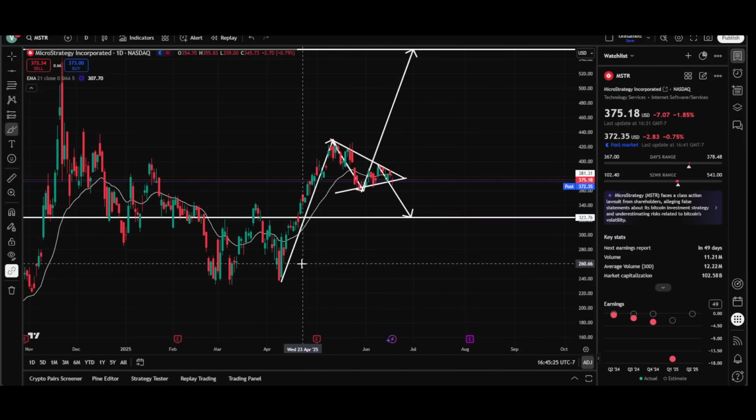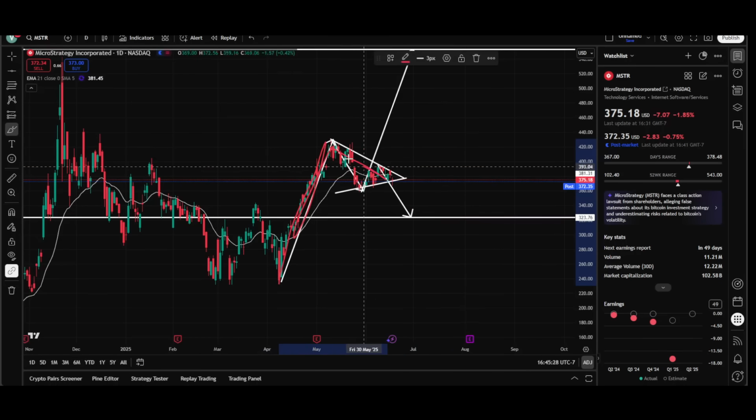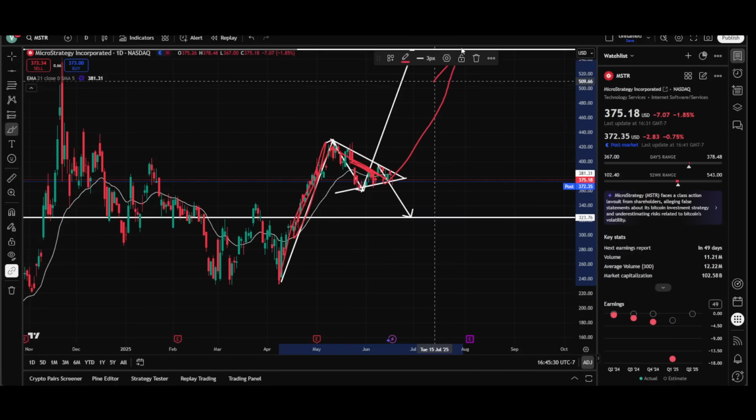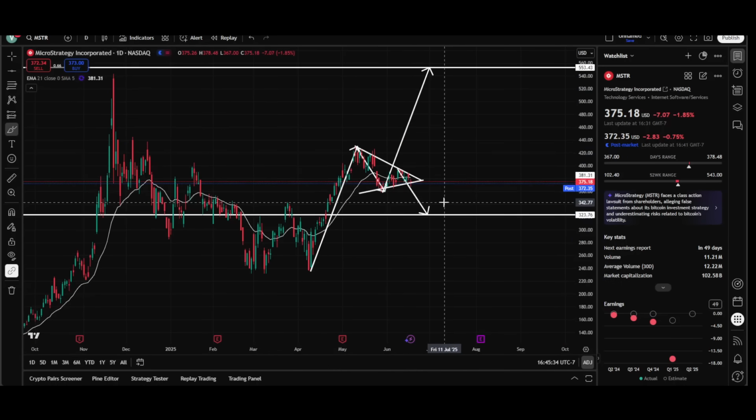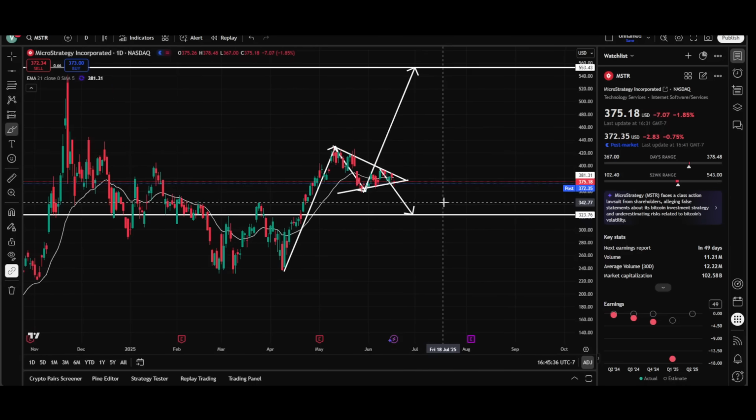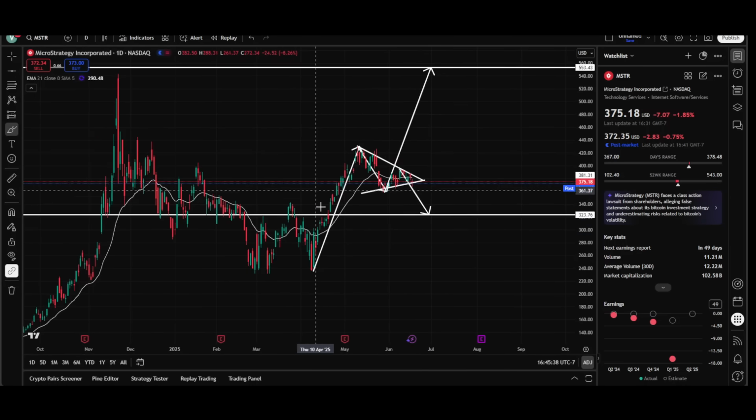At the same time, this could be a bull flag. So we have a pole, and this could be a flag right here for another leg up towards the 550s. So who knows which way it'll break out. As of right now, you can make a guess. Even I'm not sure, and that means most likely other traders are not sure as well. So we'll see how this plays out.